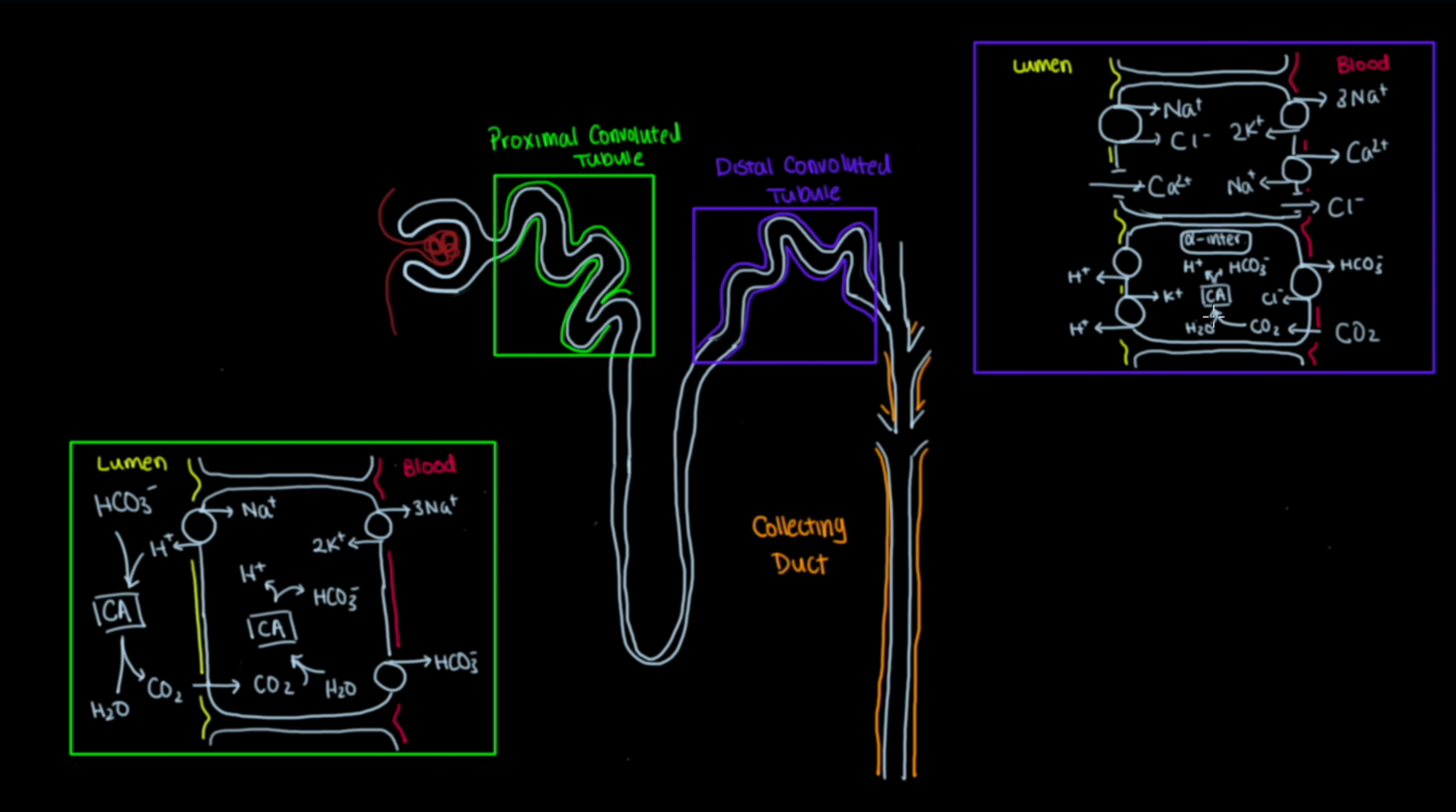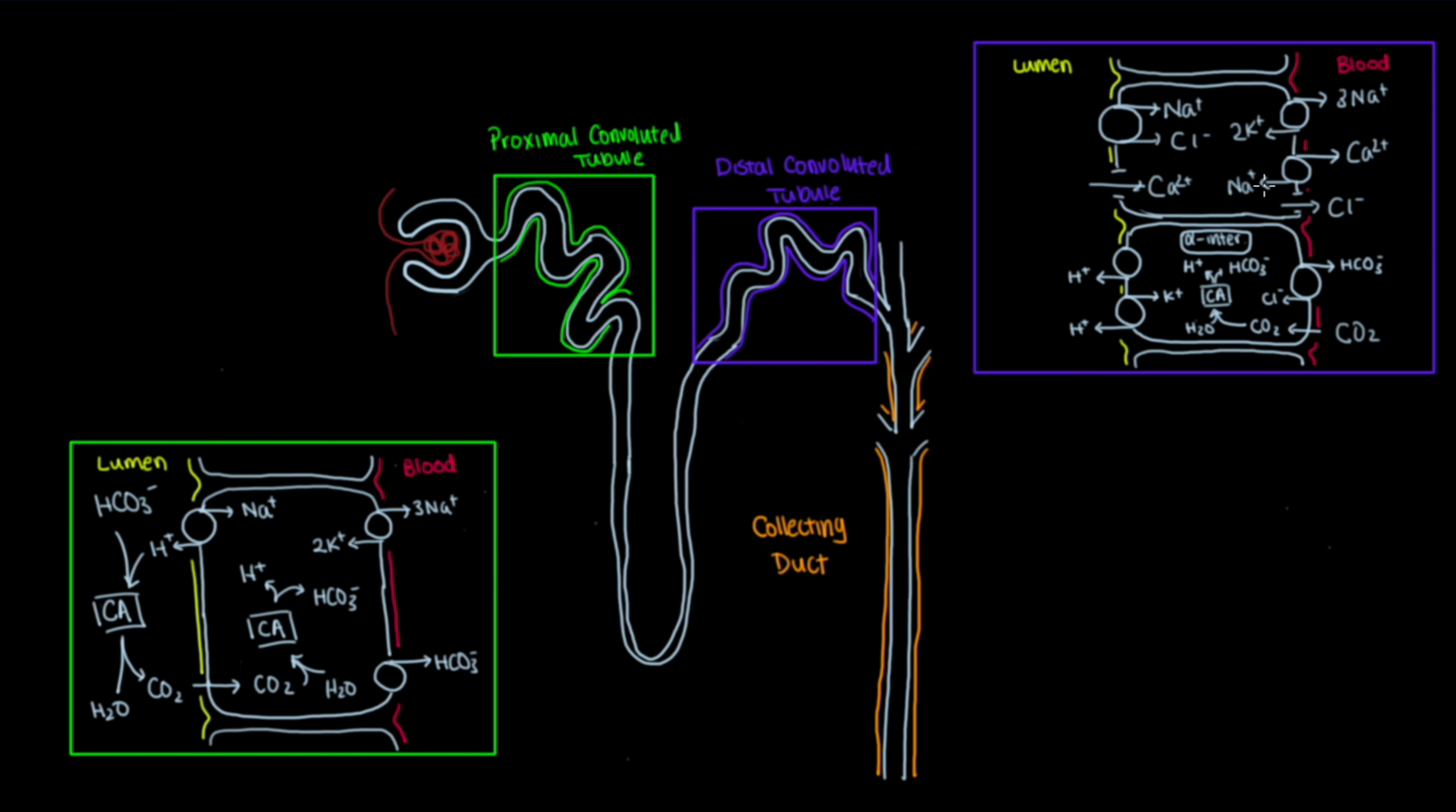And if we look at some details here, we see that the alpha intercalated cell actually also has some carbonic anhydrase, just like the proximal convoluted tubule does, except its source of carbon dioxide is not necessarily taking it from the lumen, but taking it from the blood and serving the same function as the carbonic anhydrase here, taking some water and carbon dioxide to create some bicarb and some acid. And it's able to excrete the acid while reabsorbing the bicarb into the blood.